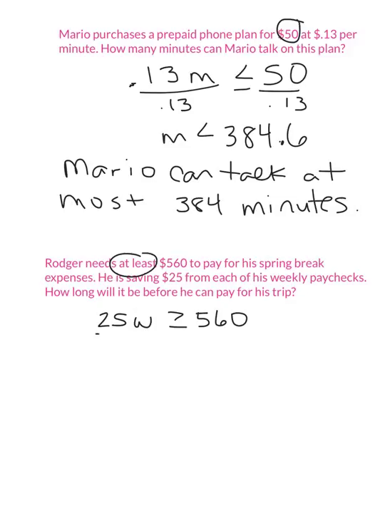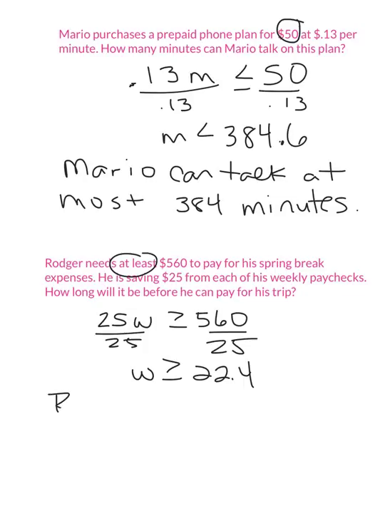So now I'm going to isolate the variable, divide both sides by 25, and I have W is greater than or equal to 22.4. Now again, similar to the last problem, it's a word problem, so I have to figure out what I'm going to do with that decimal. So it says he has to work at least 22.4 weeks. He gets a weekly paycheck. He doesn't get a daily paycheck, so we're going to have to work whole weeks. It looks like 22 weeks is not going to be enough because he'd have to work 22.4 weeks. So it looks like 23 is really what his goal is.